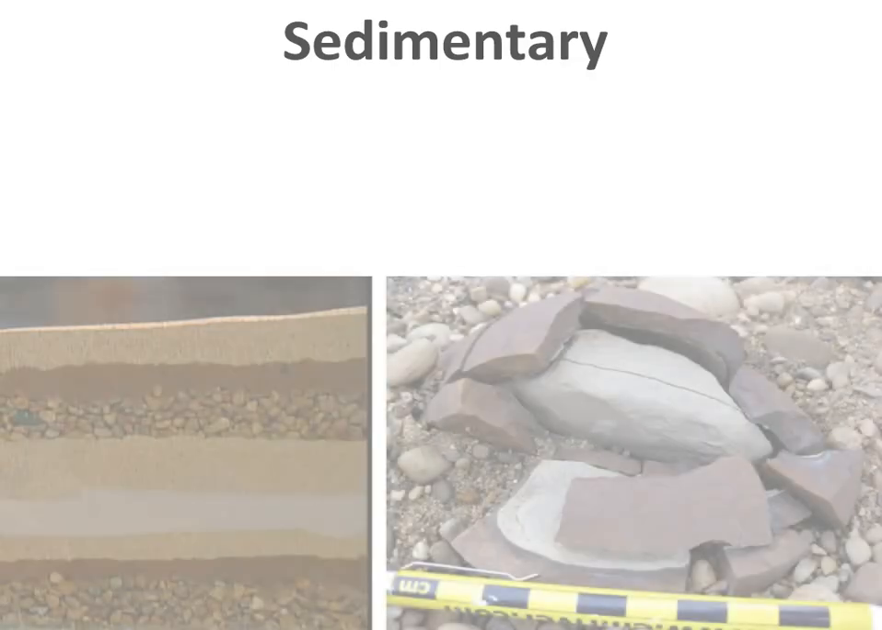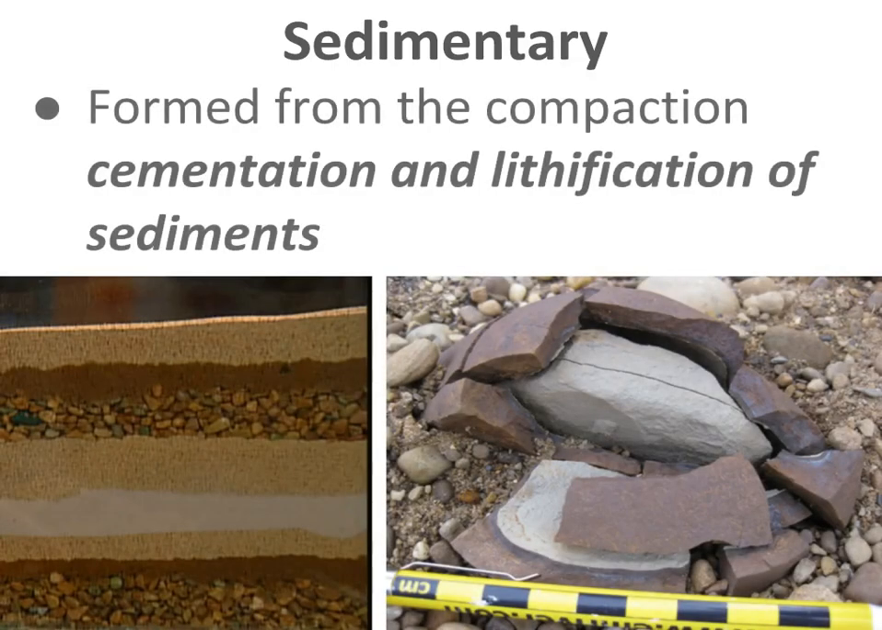Sedimentary rock is going to be sediment that's compacted, cemented, and lithified to form a rock. So sedimentary rock is going to come from pieces of gravel, sand, silt, and clay that then gets compacted to form your sandstones, conglomerate, siltstone, shale, etc.